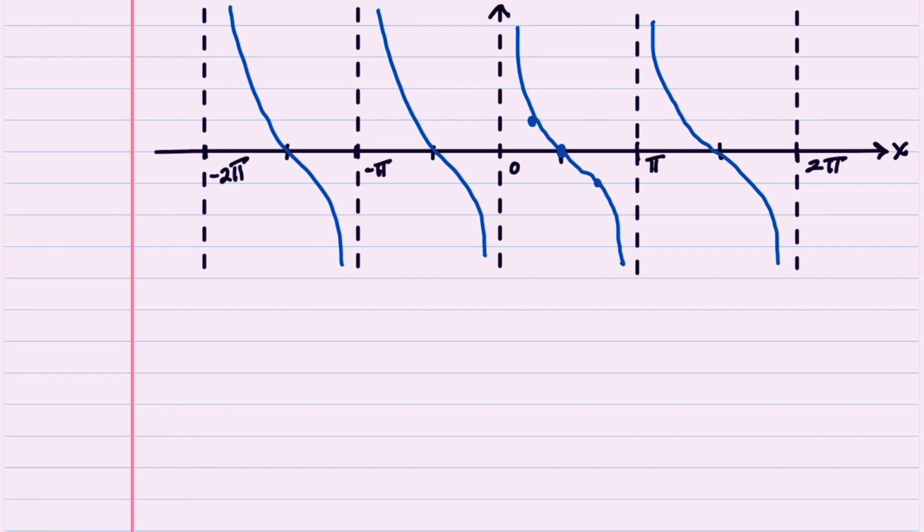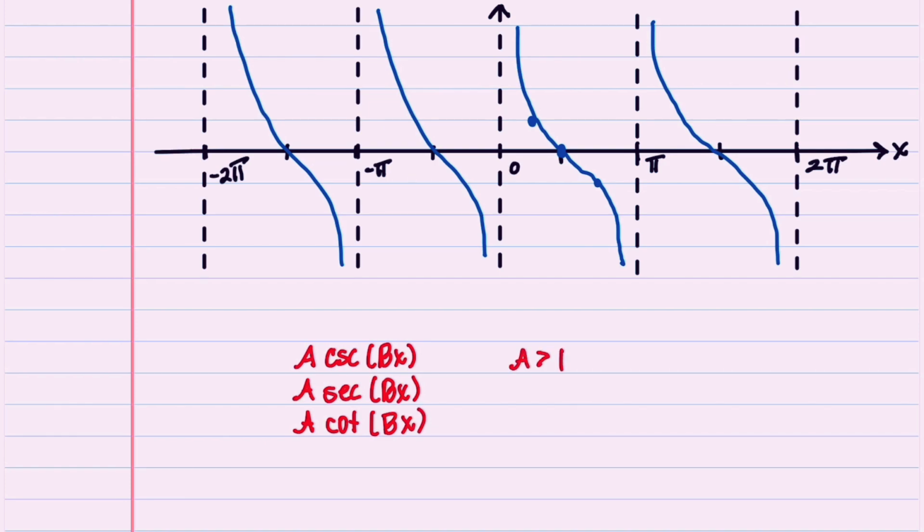Now that we know how to graph cosecant, secant, and cotangent, we can graph a times cosecant of bx, a times secant of bx, and then a times cotangent of bx. When a is greater than 1, our graph is going to be steeper than our basic graph. And when a is less than 1, it's going to be wider than the basic graph.